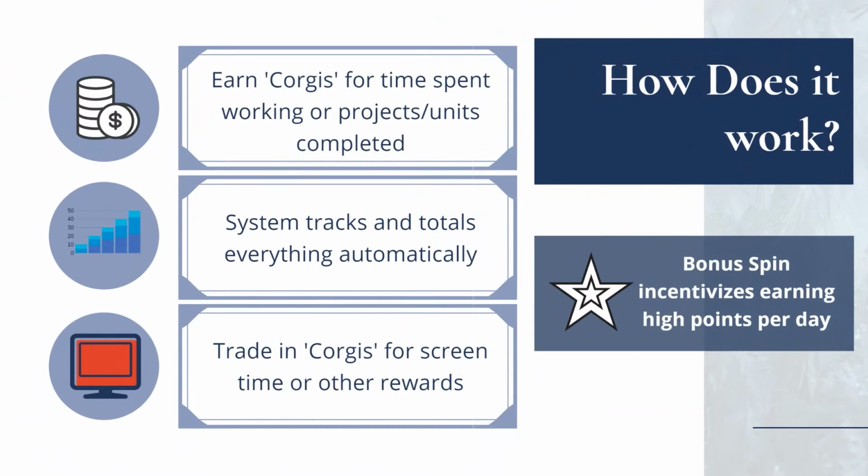So in order to do that, we came up with the Corgi Ledger. And how's it work? Just a real quick reminder. The kids earn Corgis or points for the time they spend working on projects or units and when they complete them. The spreadsheet system tracks and totals everything automatically for you, so you don't have to worry about keeping track of anything. And then the kids can trade in their Corgis, their points, for screen time or other rewards that you set up. We also added a bonus spin that incentivizes them to earn a high amount of points each day or do a lot of work.